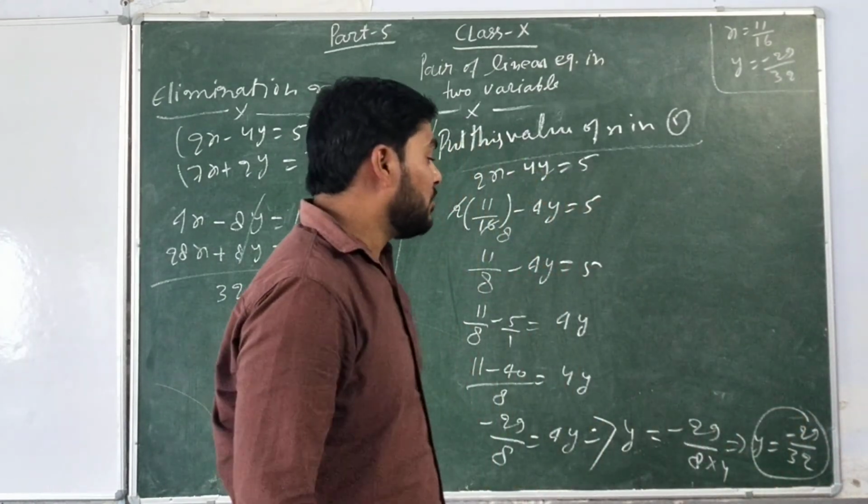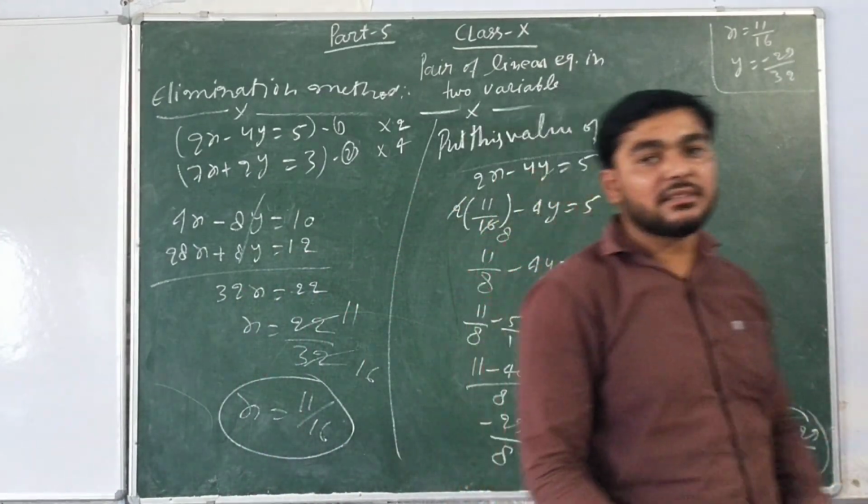From the first method, you also got the value of y, that is minus 29 by 32.